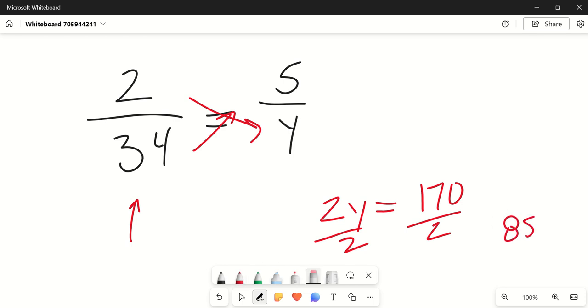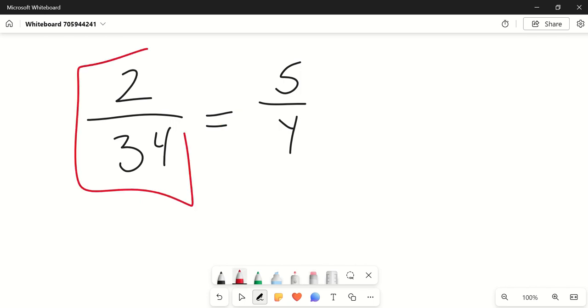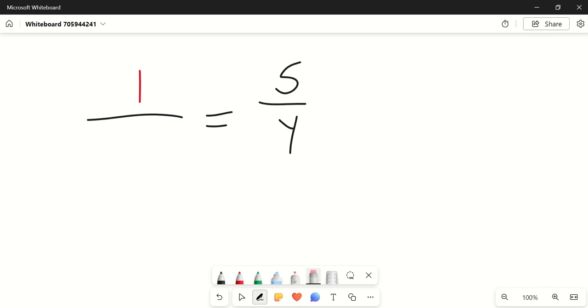So if you want to do it this way, that's fine, but the way that I did it was to simplify this fraction right now by dividing them both by 2. When I do that, again, 2 becomes 1, because 2 divided by 2 is 1, and 34 divided by 2 will give me 17. So you can simplify before you multiply, or you can simplify after.